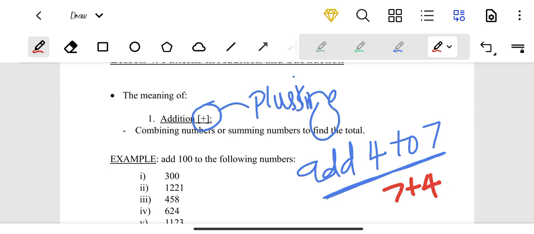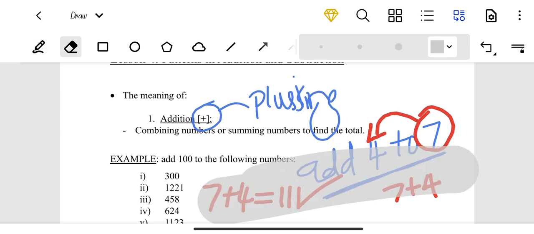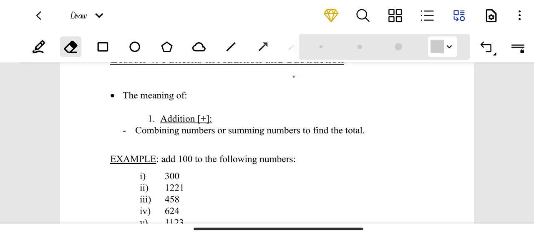So it means that you're going to take the ones that you already have and then add the ones that you are given. So now we're going to say 7 plus 4 equals, and then we count, we get 11. Now you're done with addition, or adding. Sometimes it is called a sum. So what is the sum of 4 plus 7? It means that you're going to add 7 plus 4 or 4 plus 7, and then you get the final answer.